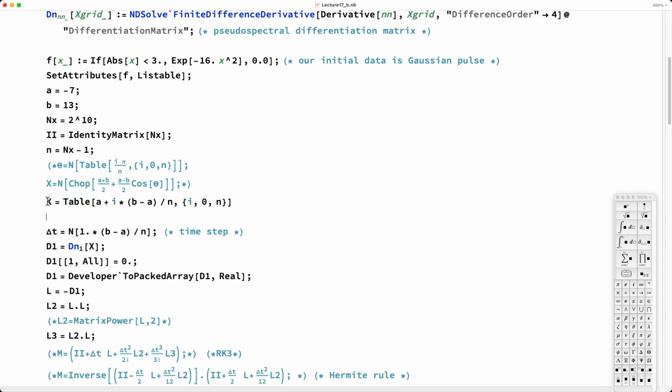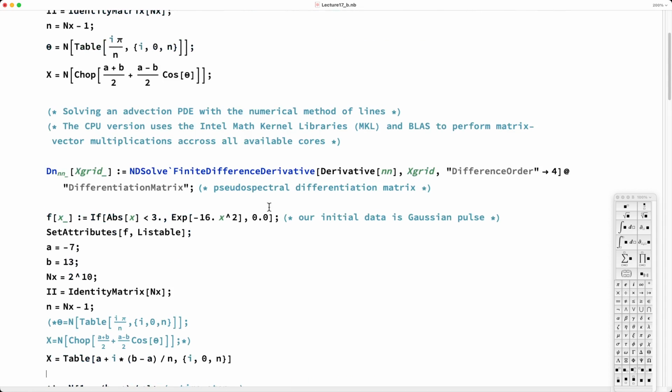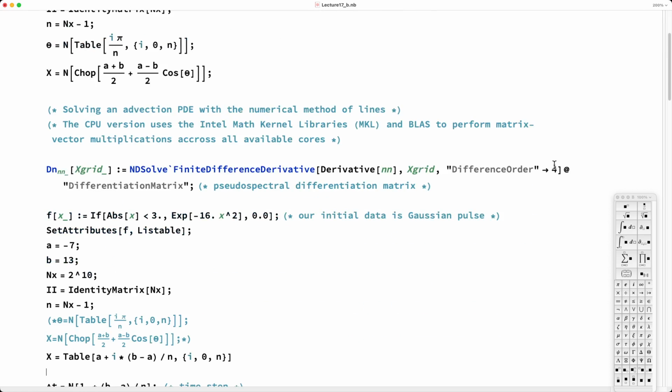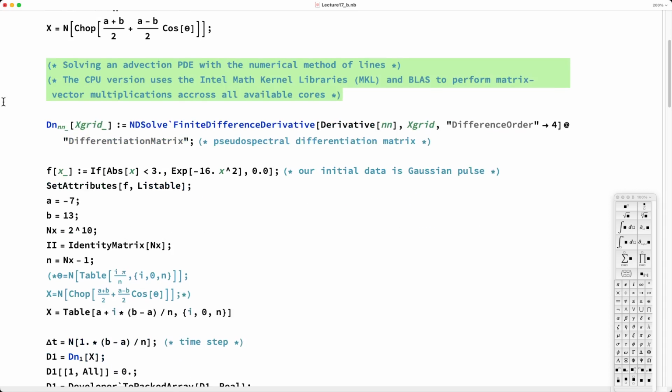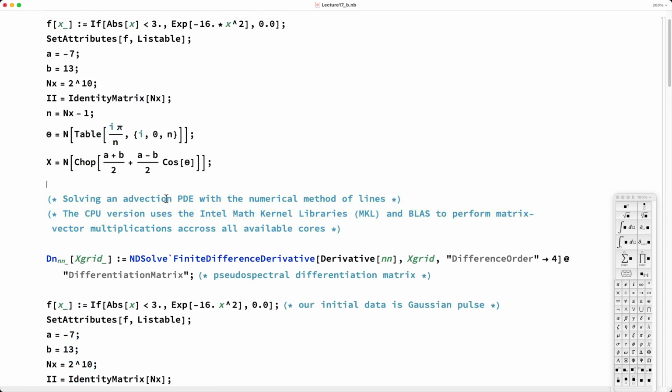That's the only change. We just changed the grid to be an equidistant grid, and we just changed the differentiation matrix, which is built automatically by Mathematica with this command, or you can build it by hand using the Lagrange interpolation formulas and differentiating them. So I see that I've copied, pasted something twice here. So let me delete that.